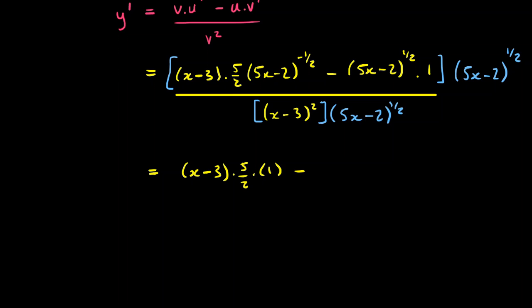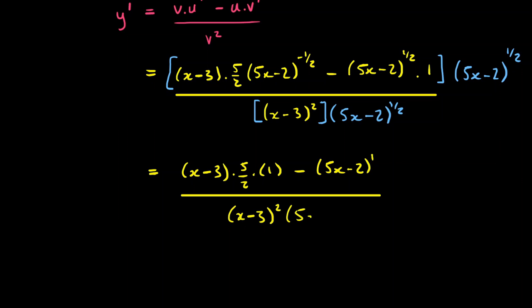The next term, this guy here, 5x minus 2 to the power of half, again, same thing. I add the powers, and a half plus a half is 1. So this guy becomes 5x minus 2 to the power of 1. And then on the denominator, what I would have is x minus 3 all squared times by 5x minus 2 to the power of a half.